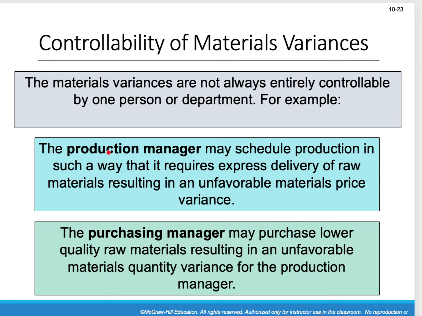However, on the other hand, if the purchasing manager, to get a better price, may buy lower quality raw materials, right? Well, if that happens, the production manager's obviously going to have to probably use more of those materials to make the product. So that would lead to an unfavorable materials quantity variance. So the point is, the production manager and the purchasing manager have to work together because they both could affect the other's performance, right? Meaning, are you favorable or unfavorable?